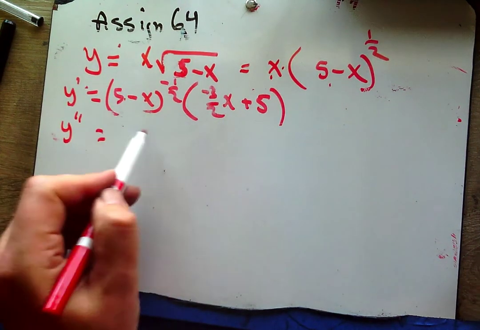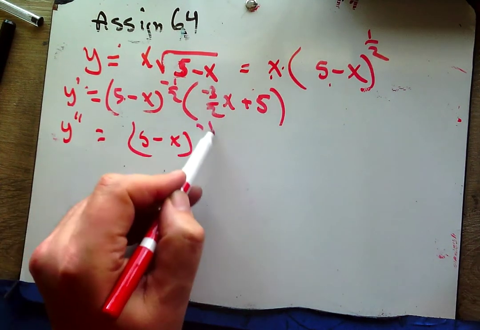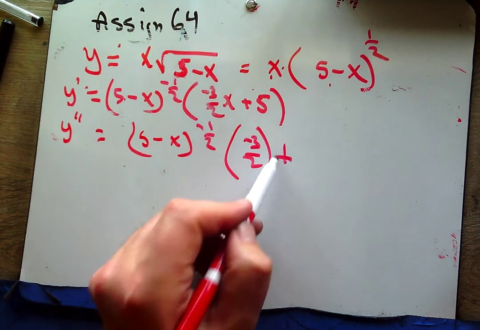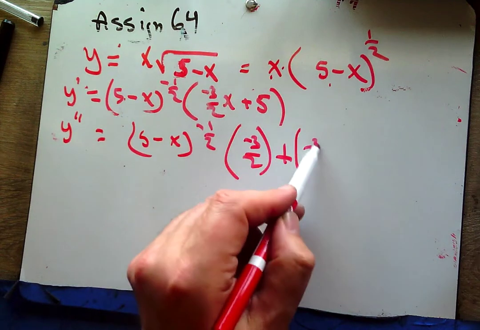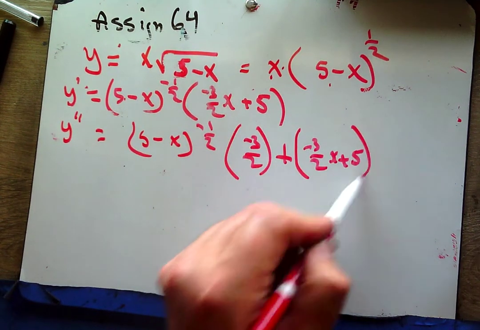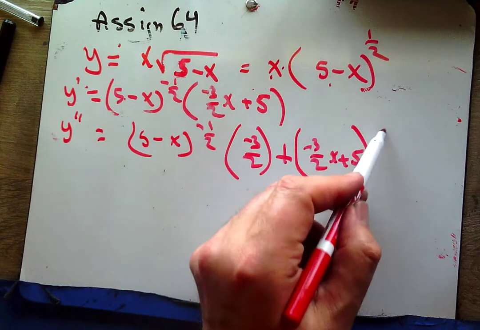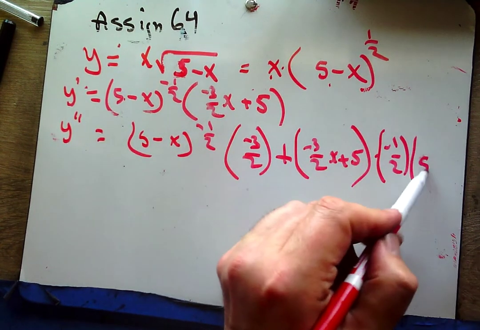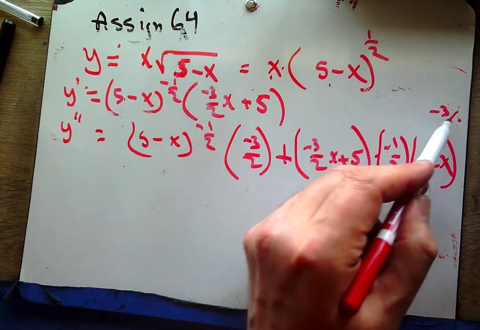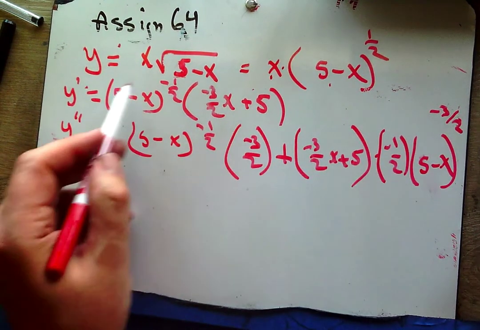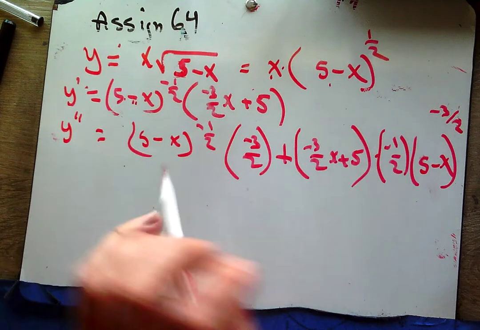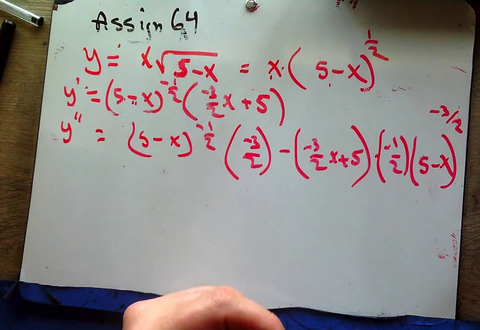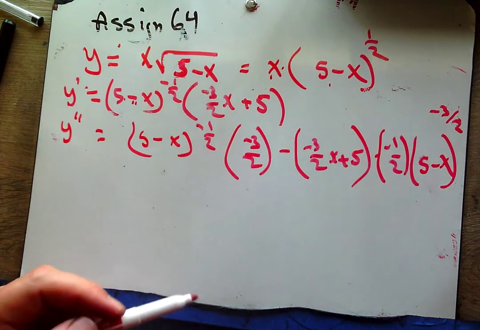So this, 5 minus x to the -1/2, times the derivative of this, plus this, times the derivative over here, which is going to be -1/2 x, 5 minus x to the -3/2. And don't forget to take the derivative of the inside. That's going to be a -1. And since I'm kind of out of space over here, I'm going to put the -1 here. Okay, so what can we factor?